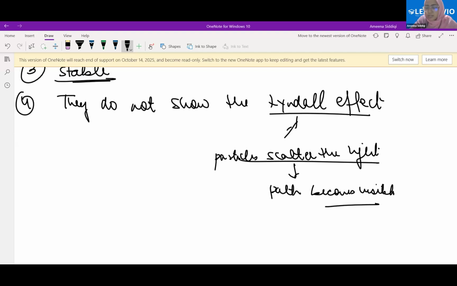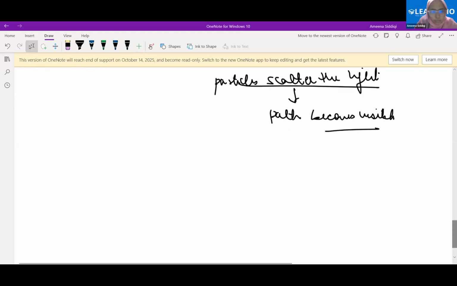And when will the particles scatter the light? When the size is big enough to scatter the light. Are you understanding the concept? In solutions, the particle size is very small, therefore all the other properties of solutions are there. Fine. Next point, and that is to understand this.